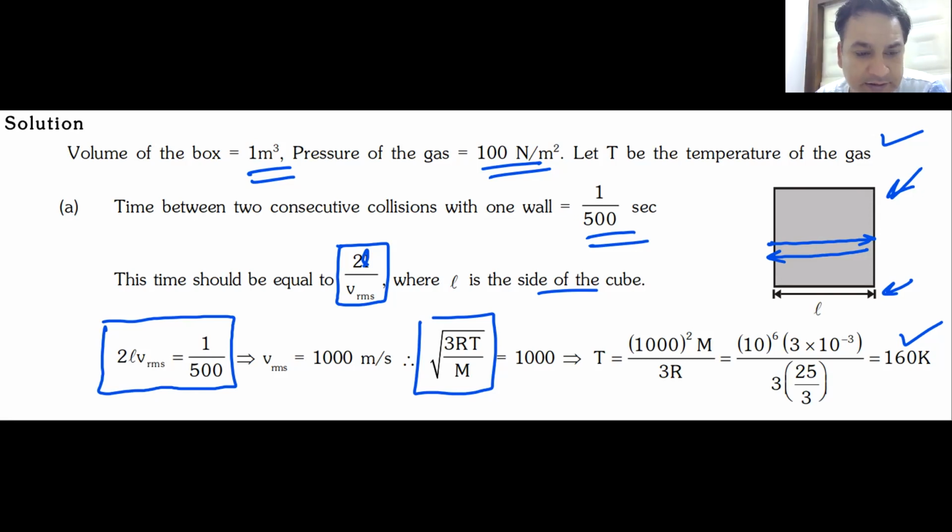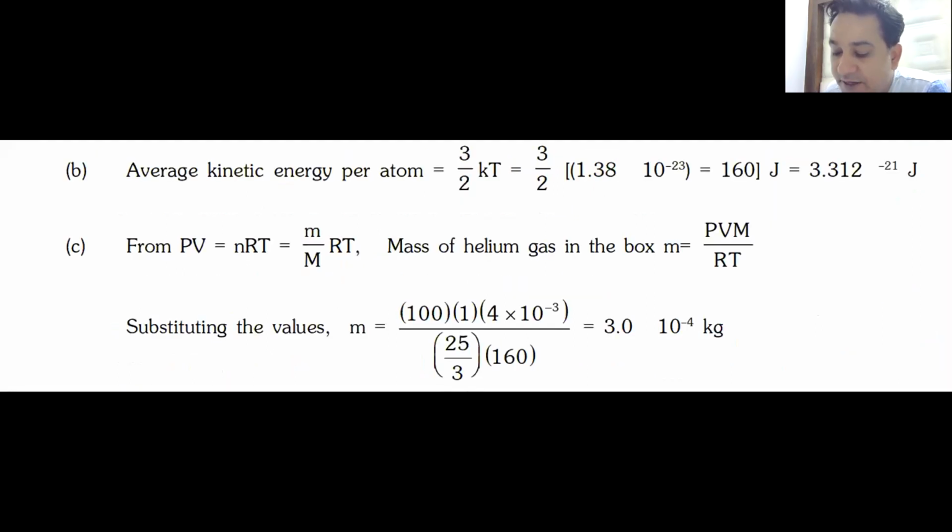Then the rest of the question I think is pretty straightforward. Average kinetic energy per atom or per molecule is 3 by 2 kT. We know this, yes or no? Yes, sir. We can calculate this. We know the pressure, we know the volume, we know the number of moles. No, we don't know the number of moles because we don't know the value of mass of the gas.